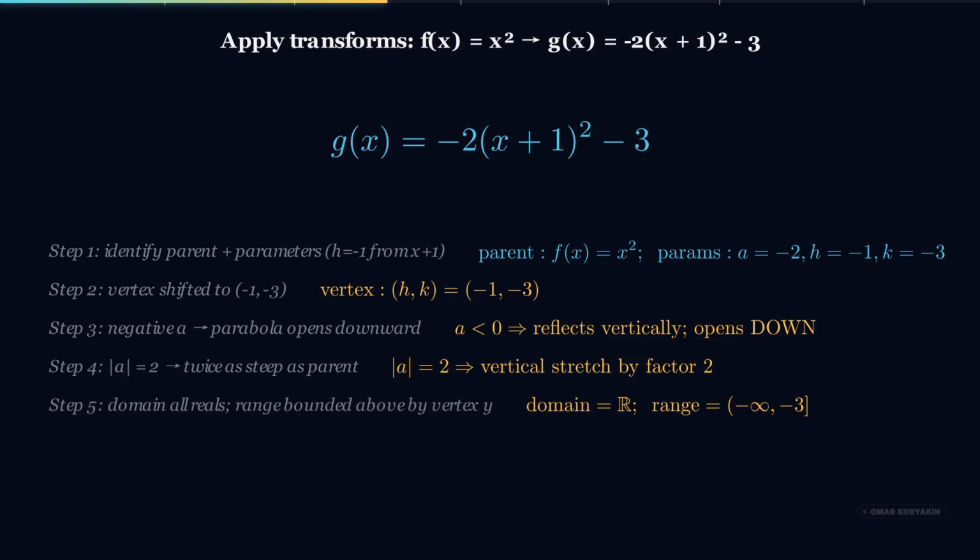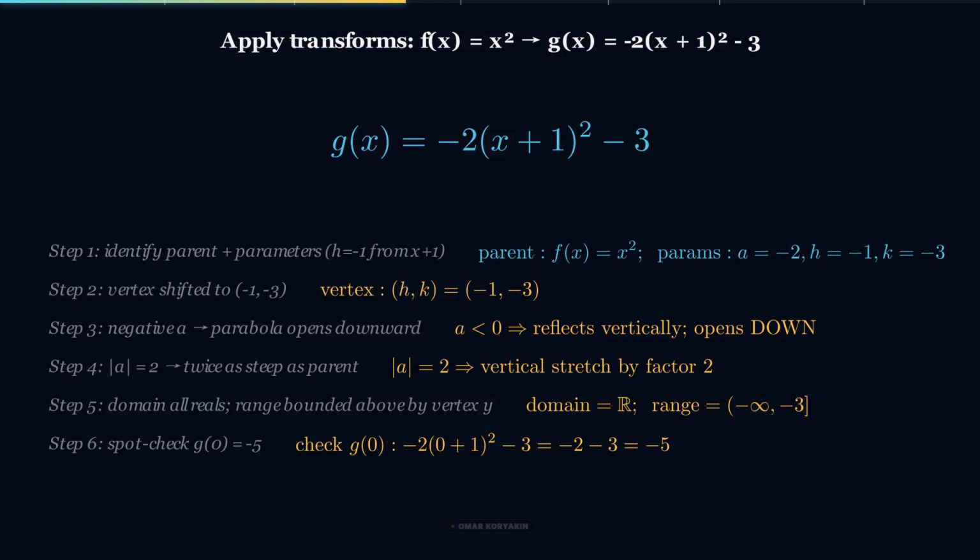Step 5. Identify the domain and range of the transformed function. Domain remains all real numbers because the parabola is defined for every input. Range is bounded above by the vertex y coordinate negative 3 because the parabola opens downward. So the range is from negative infinity to negative 3, inclusive at negative 3.